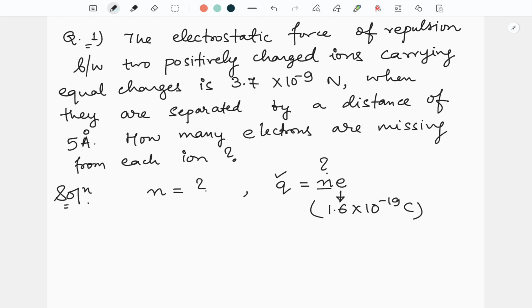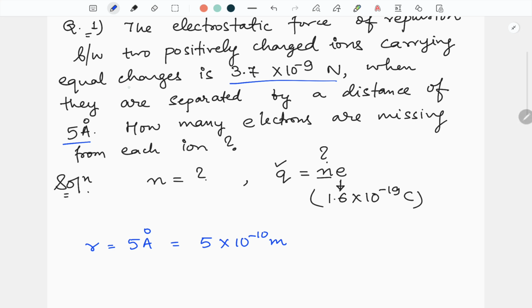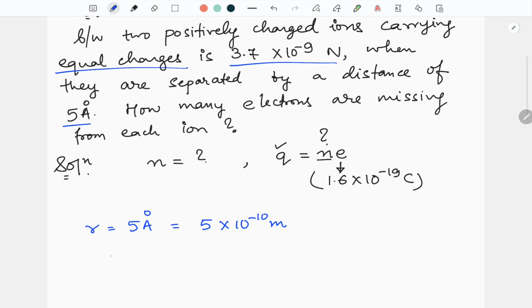Now to calculate q we have to use Coulomb's law. What are the things given in the question? The value of force is given, and the distance is not in SI unit. R here is given as 5 angstrom. As 1 angstrom is equal to 10^-10 meter, we will first convert this into meters. And one more thing is given: the charges here are equal in magnitude, so q1 and q2 can be taken as q.